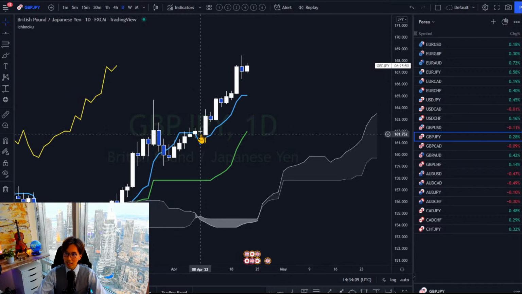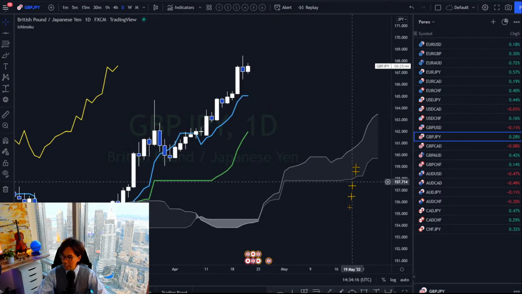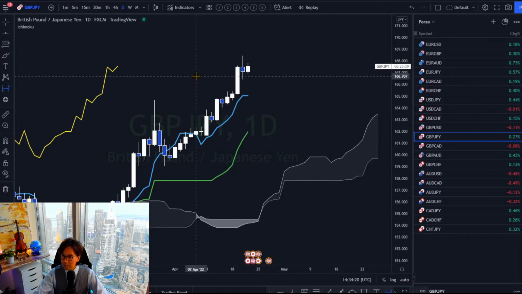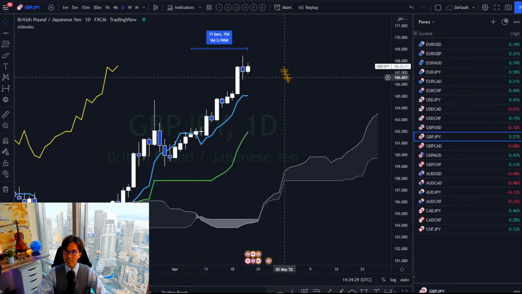However, you know, the Tenkan-sen retracement is potential. When the market is above Tenkan-sen for more than 9 candles, then it may retrace. So let's see how many candles it has been above the Tenkan-sen so far. The breakout happened here on the 7th of April, and it has been 11 bars, which is more than 9. So it may retrace back to Tenkan-sen.